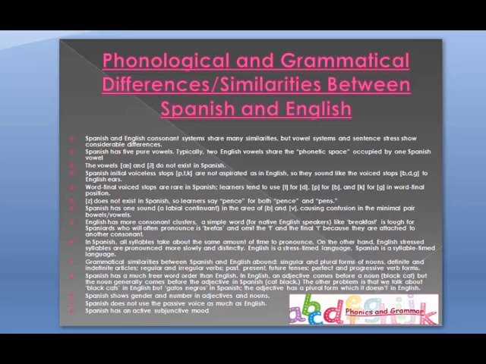Number 9. In Spanish, all syllables take about the same amount of time to pronounce. On the other hand, English stressed syllables are pronounced more slowly and distinctly. English is a stress-timed language. Spanish is a syllable-timed language.